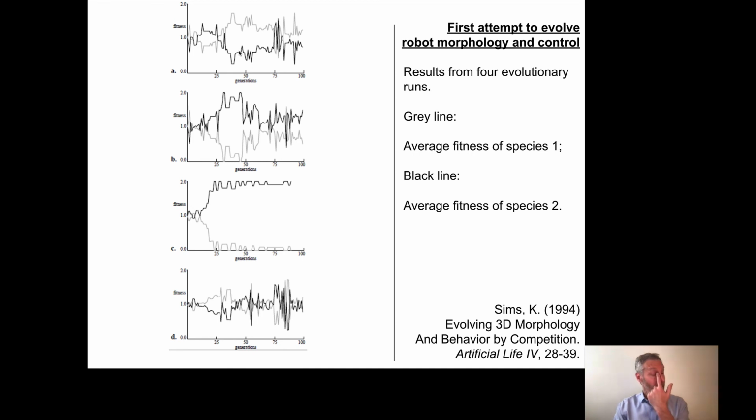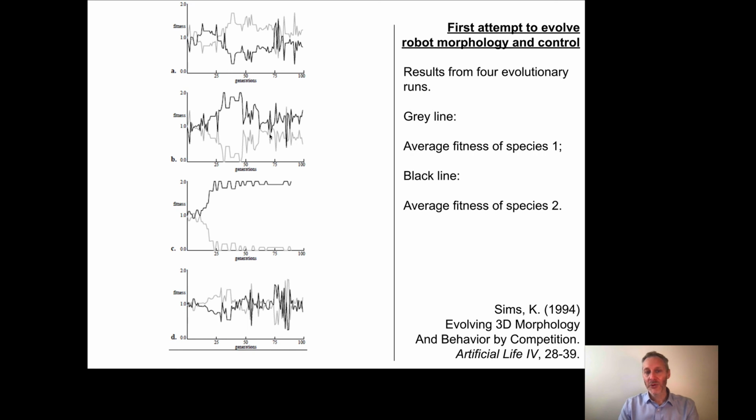When he competed species against one another, he got interesting patterns. So here's evolutionary time on the horizontal axis here. The black line corresponds to the average fitness in species 2 on the vertical axis, and the gray line reports the average fitness of the first species. As you can see, whenever the fitness of one species went down, the fitness of the other increased, and vice versa. So you can sort of see the fortunes of these 2 species waxing and waning over time.